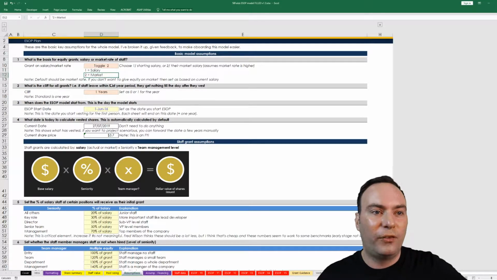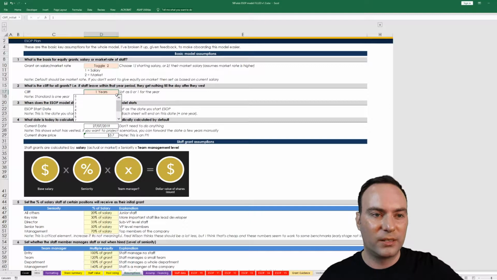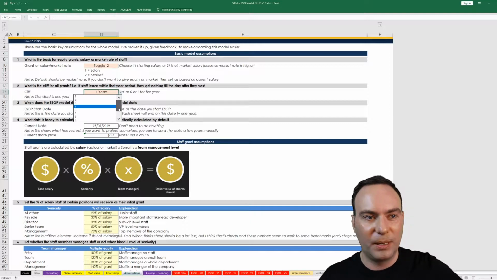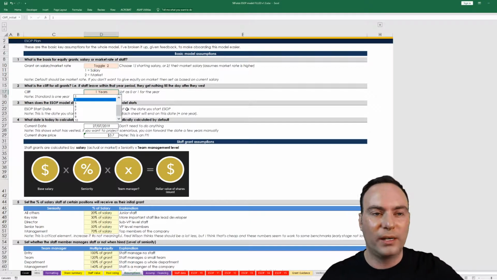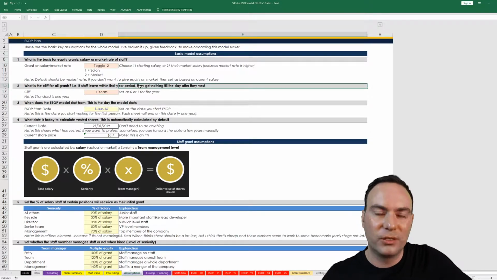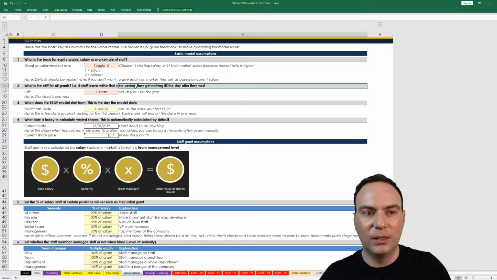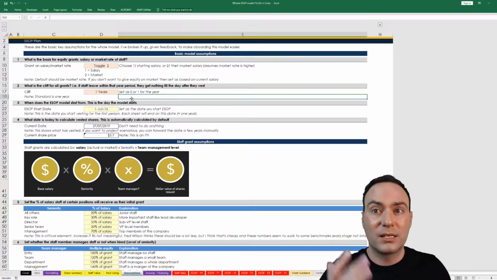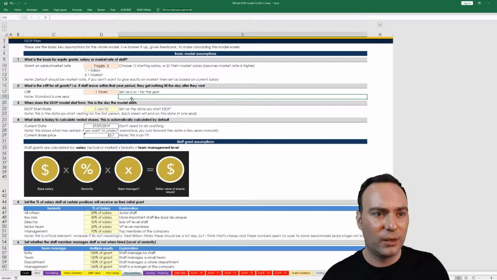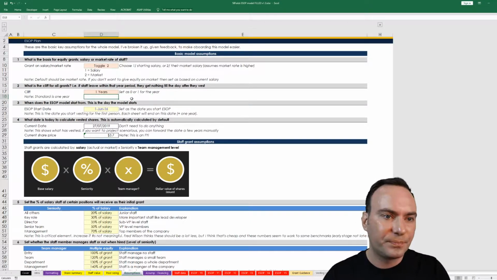So what is the cliff for all grants? Okay, you can do loads if you want, people want to be crazy. But 1 year, right? That's just all you should do. 0 is not normal. 2 is not normal. It's actually unfair, to be honest. It's kind of a dick move. Just leave it as 1. I just really wouldn't do otherwise. Everyone knows that it's 1, or people who know what they're talking about anyway.